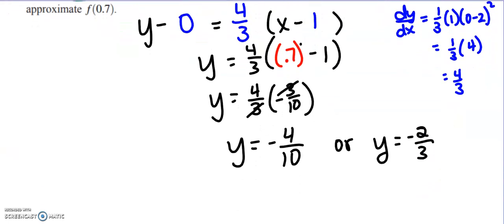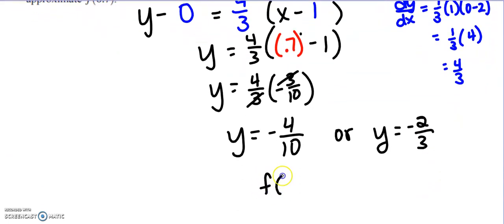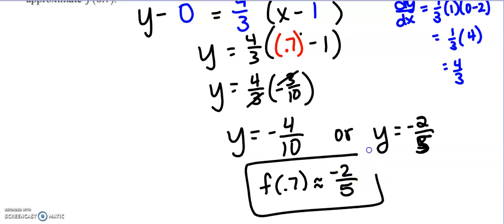So to write your official answer, you would write f of 0.7 is approximately negative 2/5. I said fifths and I wrote thirds. I just checked the scoring rubric. They also would have accepted negative 0.4 or negative 4/10. All of those things are the same, so you're good.